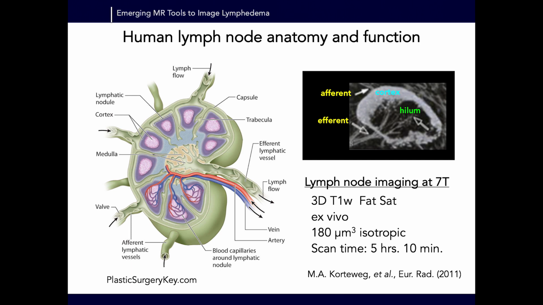You can look at the different structures of the lymph node: the hilum, the cortex, and the different afferent and efferent vessels coming in. You can do this at pretty high spatial resolution, so 180 microns or so, but the scan time is really long, about 5 hours. So this is ex vivo, and that's a bit long for a patient. So what we're working on is, can we get nice contrast as well, in a more feasible scan time?